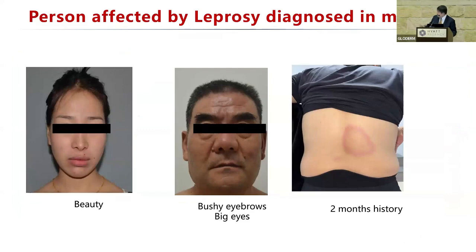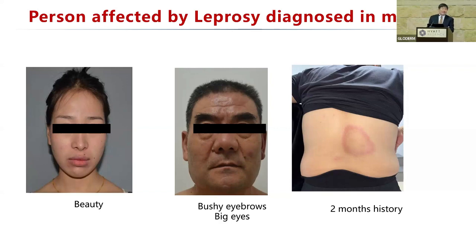You can see the patient just has a lesion on his back. This patient visited my clinic. We did a punch biopsy for pathological examination. We found the granuloma. Then we did the PCR. We confirmed it is caused by Mycobacterium leprae. So in the same year, the patient was cured in only half a year.